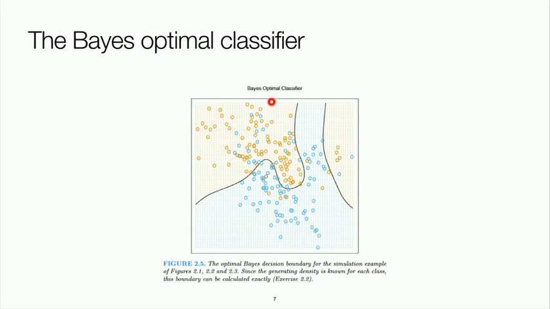Each one of these orange and blue points comes from distributions that happen to overlap, so it is never going to be the case that we can be perfect. We're never going to drive that error to zero. But this is essentially a decision boundary that we can compute for this problem because we know those distributions, and this is the one that minimizes the probability of making an error.